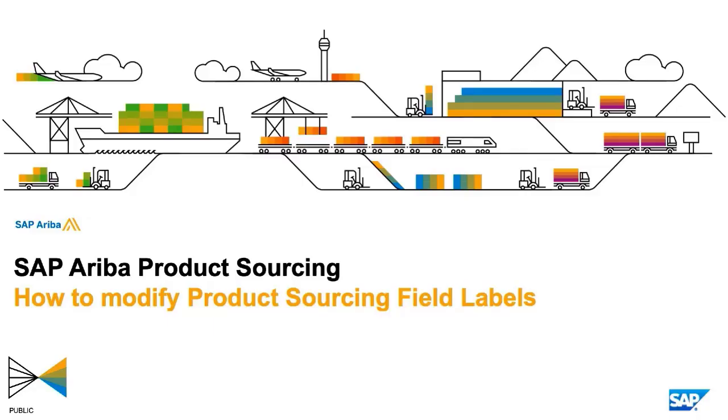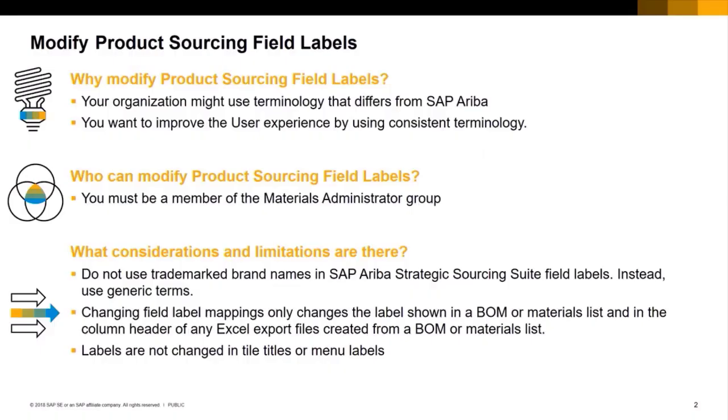Today we're going to be looking at SAP Ariba product sourcing and how to modify product sourcing field labels. Your organization might want to modify the product sourcing field labels to use terminology that's consistent with your ERP. This helps to improve the user experience by using consistent terminology across applications. Members of the Materials Administrator group are able to make these changes.